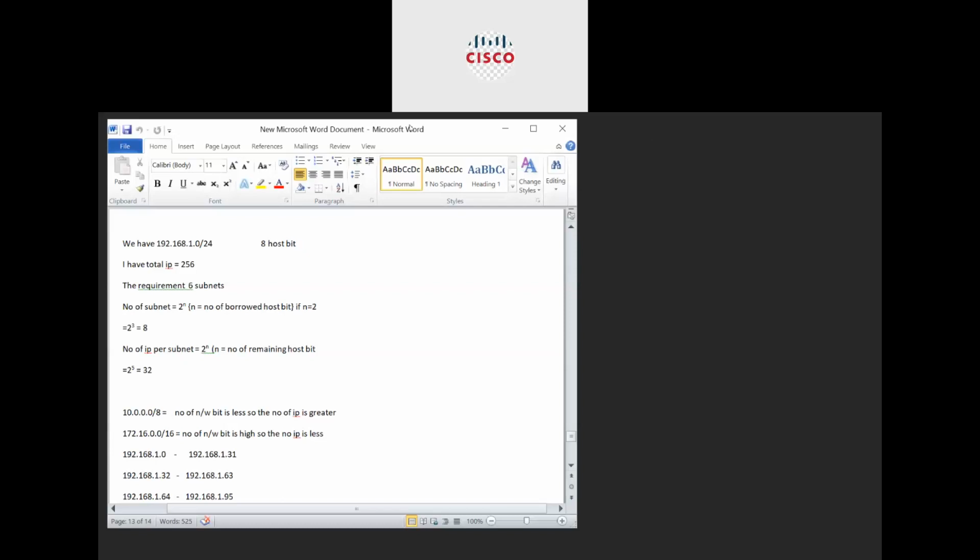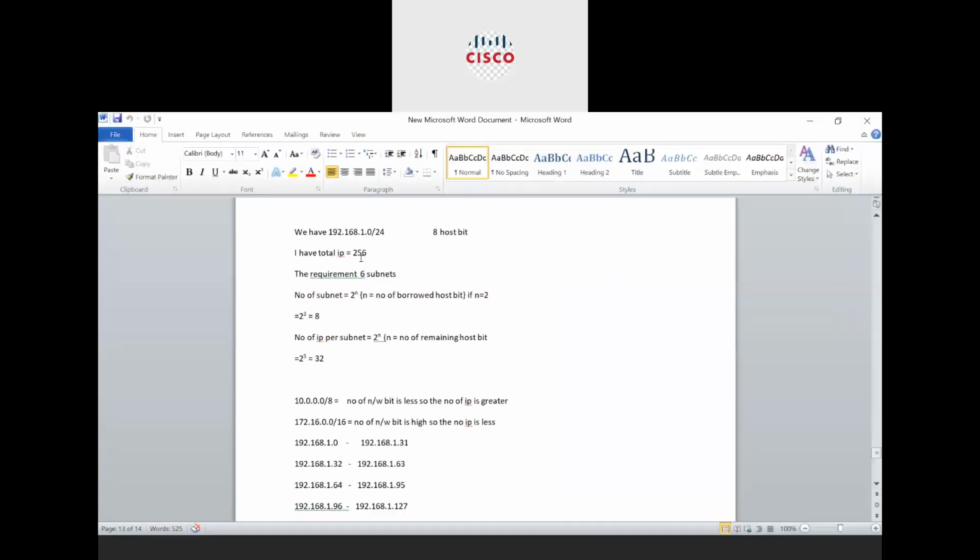We have the screen, and on the screen we can see that we have a network of class C, and in a class C there are 24 network bits and 8 host bits. Total IP addresses: 256. The requirement is six subnets. We cannot divide a class C network into 6 subnets; we have to divide it into either 4 or 8. So I will divide my network into 8 subnets. For doing this, I have to borrow 3 host bits.